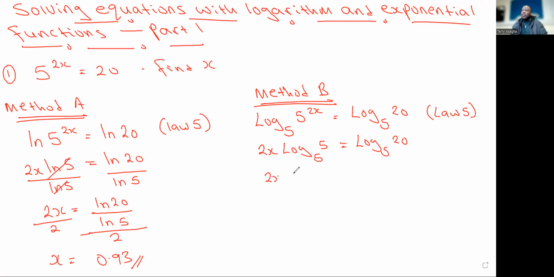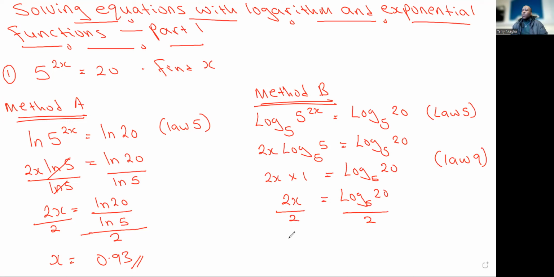So this is law 9. This is where we talked about how, when the base and the logarithm have the same value, it's equal to 1. So that means 2x will be equal to log 20 base 5. Divide both sides by 2. So x is going to give us log 20 base 5 divided by 2, and this is going to give you the same thing as 0.93. And that will be the answer for that.